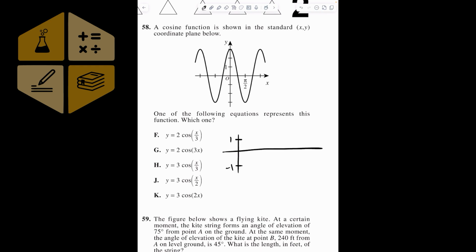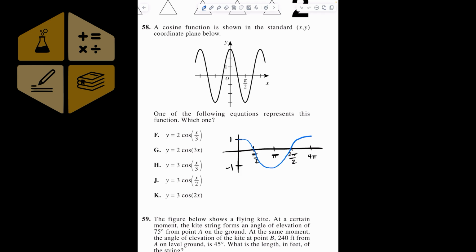So normally a cosine graph does this. Well, let me chart out the x-axis here. So we'll call this pi over 2. We'll call this pi. We'll call this 3 pi over 2. We'll call this 4 pi. Normally, a cosine graph does this. It starts at 1, and it goes like this. It goes down there, up here, like that.